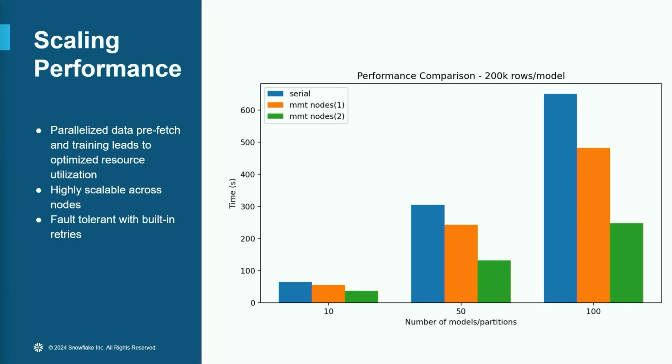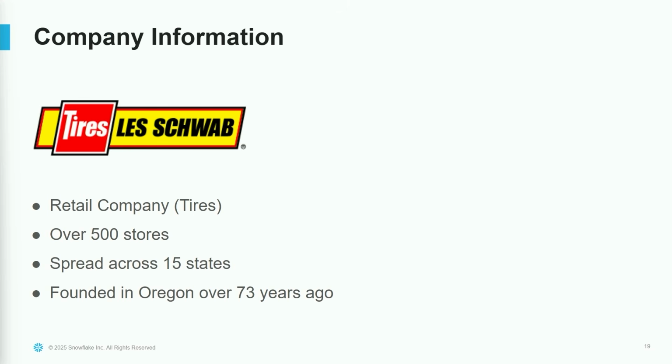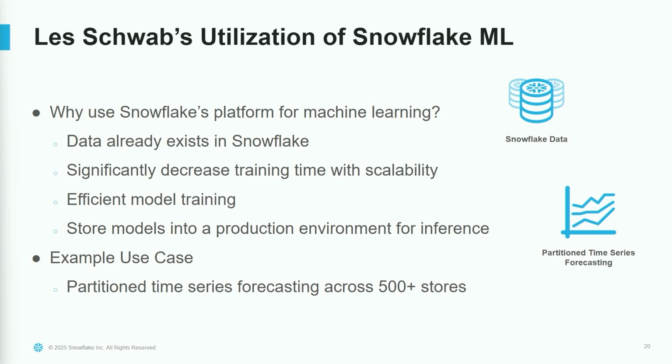Hi, I'm Benjamin, and I'm here to talk about how you can save on costs and train efficiently at scale for multiple machine learning models. I'll start with a little bit of high-level information about the company I work for, just to give some context and why this is relevant for us. We're a retail tire company. We have over 500 stores across 15 states, and our founder, Les Schwab, created the company over 70 years ago.